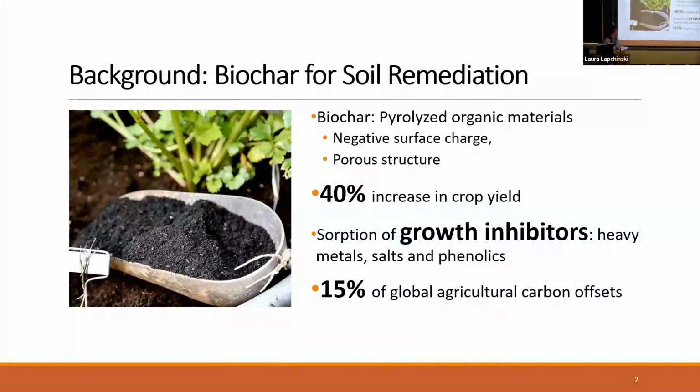And also being a very porous structure, biochar is a great growth inhibitor absorbent. So it absorbs heavy metals, salt, and phenolics in the soil. And also being a woody byproduct, biochar has the inherent advantage of carbon sequestration, and it is projected to offset 15% of the global agricultural carbon footprint if biochar is fully implemented.